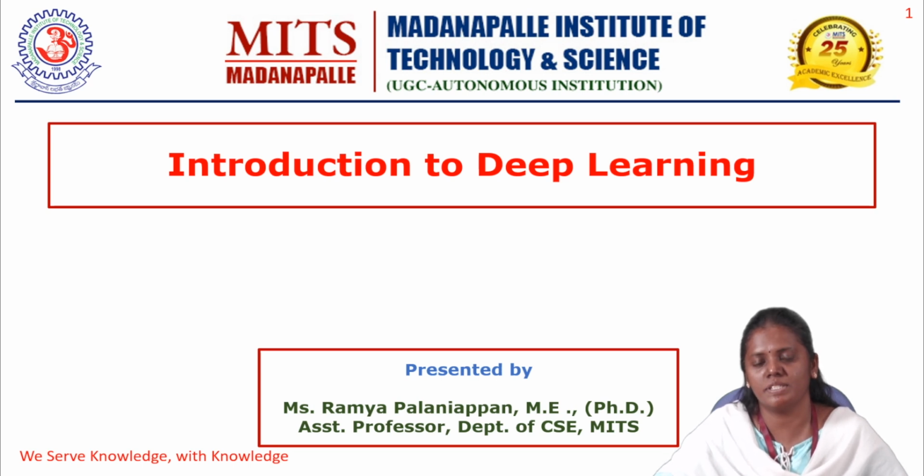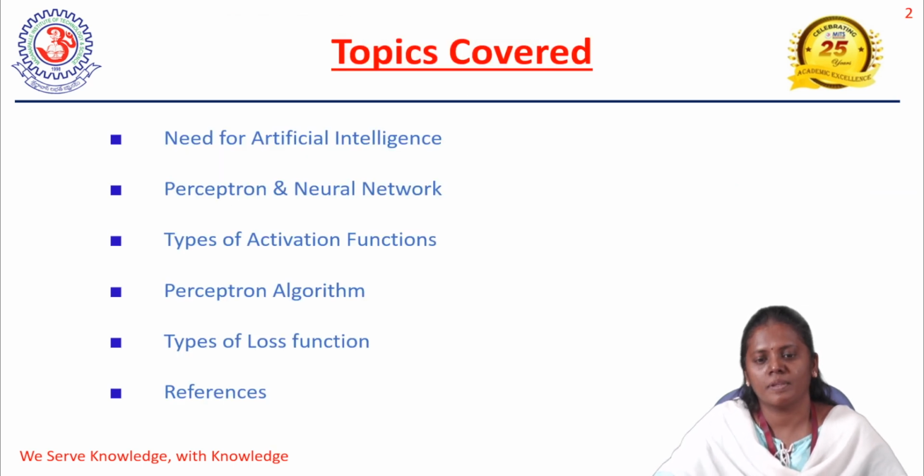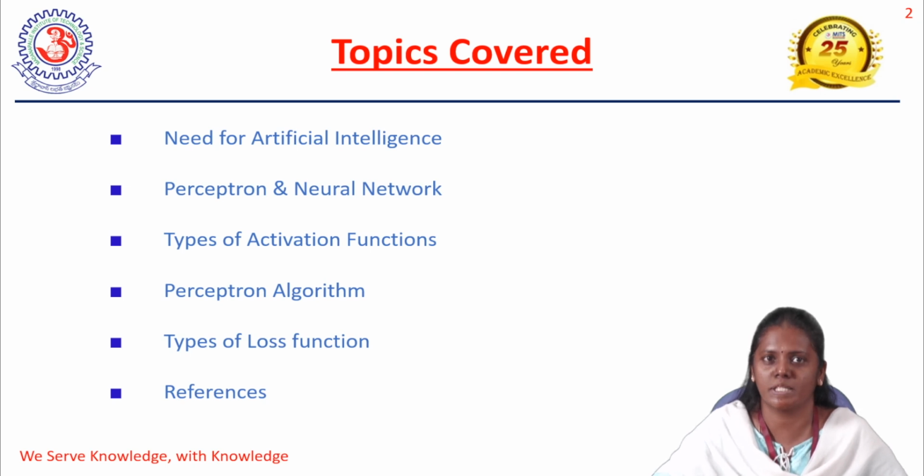So, in this session, we are going to discuss the introduction to deep learning. The topics that will be covered in this session are need for artificial intelligence, perceptron and neural networks, types of activation functions, perceptron algorithm, types of loss function, and finally the references and feedback.